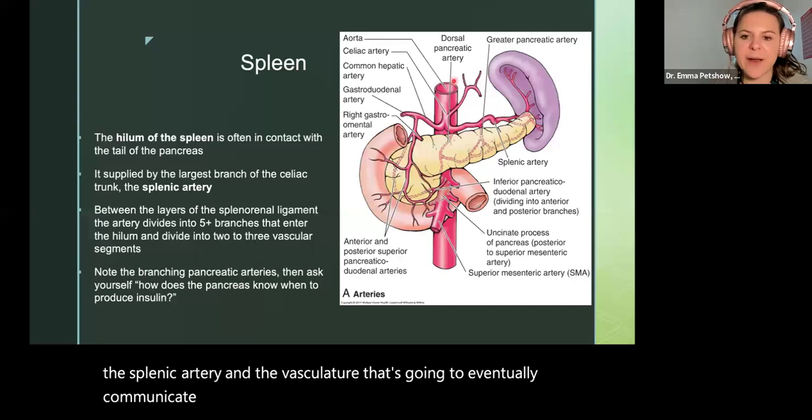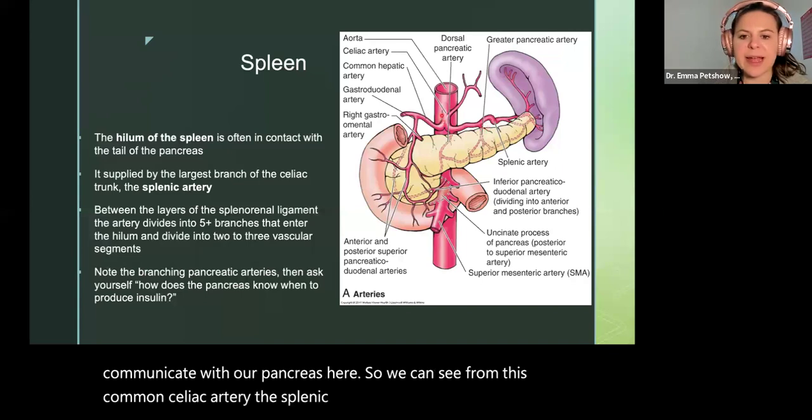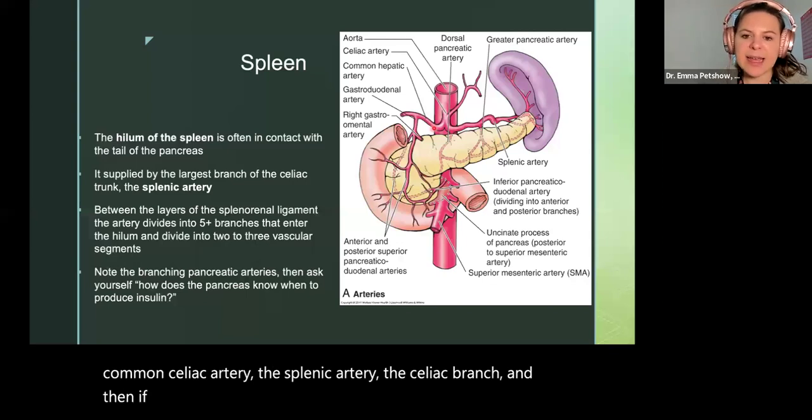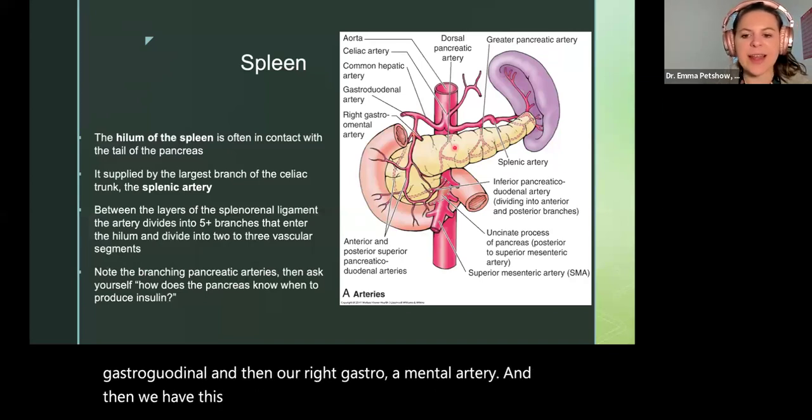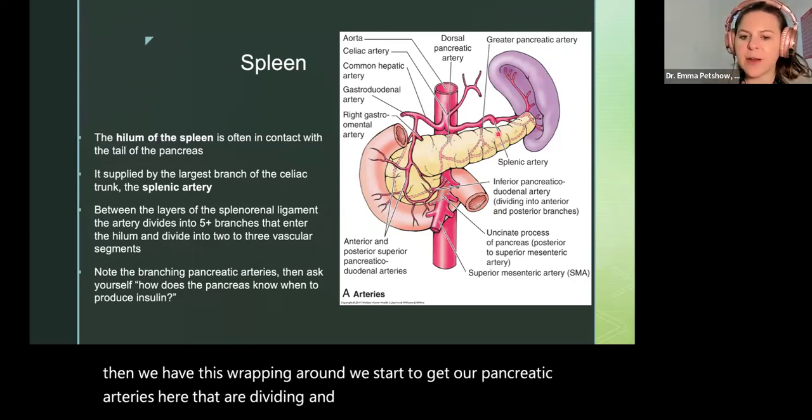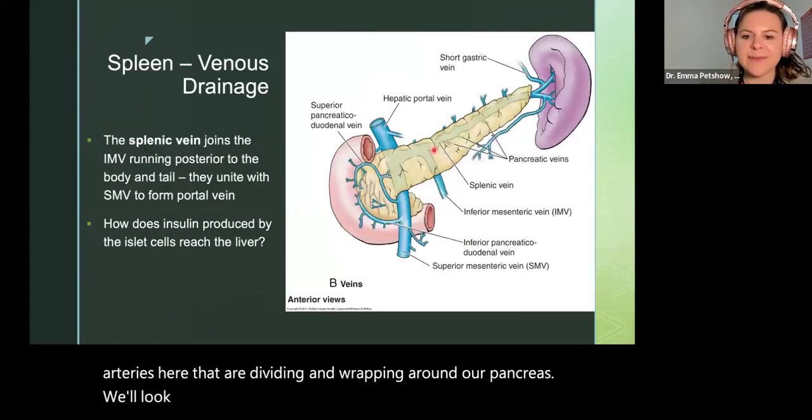So we can see from this common celiac artery, the splenic artery, the celiac branch, and then if we track this over here, we have our common hepatic, our gastroduodenal, and then our right gastroomental artery. And then we have this wrapping around, we start to get our pancreatic arteries here that are dividing and wrapping around our pancreas. We'll look at our pancreas a little bit more in a moment.